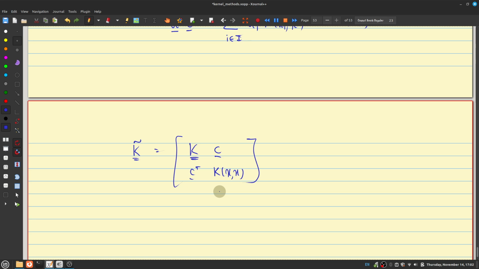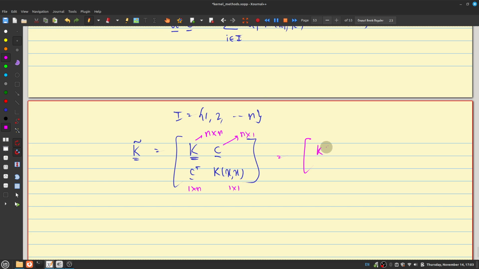c is a column vector, yes. Assuming, without loss of generality, that I is equal to 1, 2, 3 up to n, just so that notation becomes convenient, then this K is an n by n matrix. This c is an n by 1 matrix, n rows and one column. c transpose is a 1 by n matrix, and this is a 1 by 1 matrix. So if my x is, let me call this x_{n+1}, then this is just the n+1 by n+1 Gram matrix.